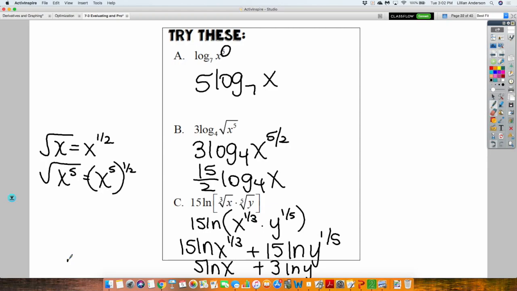Questions? All right. Those are your rules. Those are some of your properties. Okay. Those are some of your main properties.